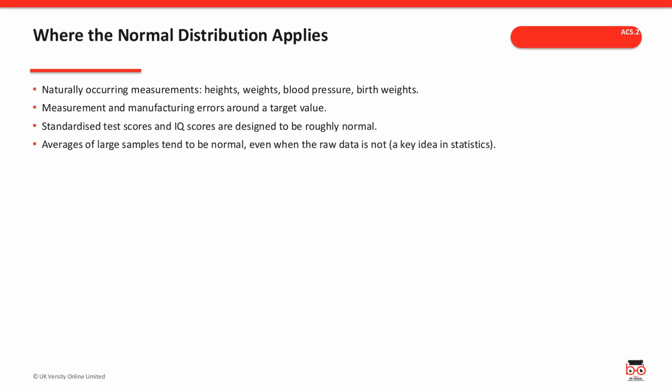The normal distribution crops up remarkably widely. Naturally occurring measurements, heights, weights, blood pressure, birth weights tend to follow it. So do measurement and manufacturing errors clustered around a target value. Standardized test scores and IQ scores are deliberately designed to be roughly normal. And here's a deep one. The averages of large samples tend to be normal even when the raw data isn't, an idea that sits at the very heart of statistics.